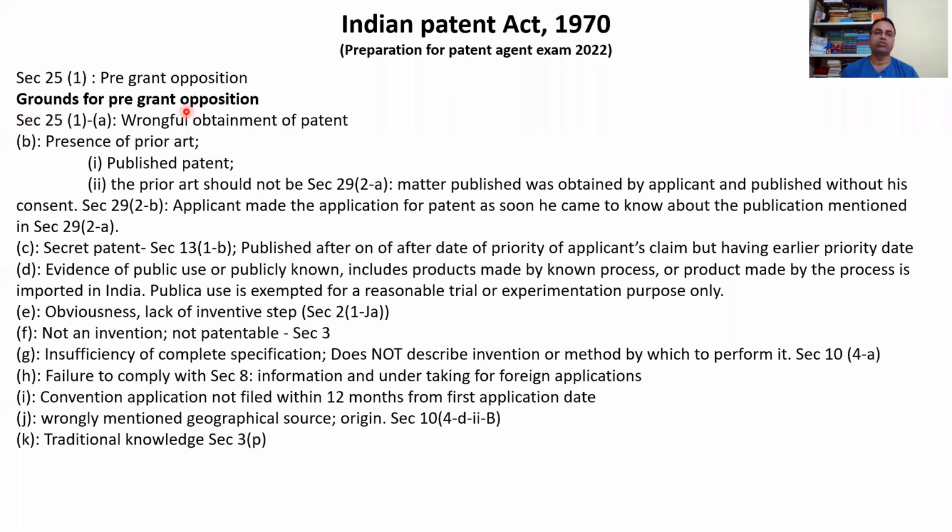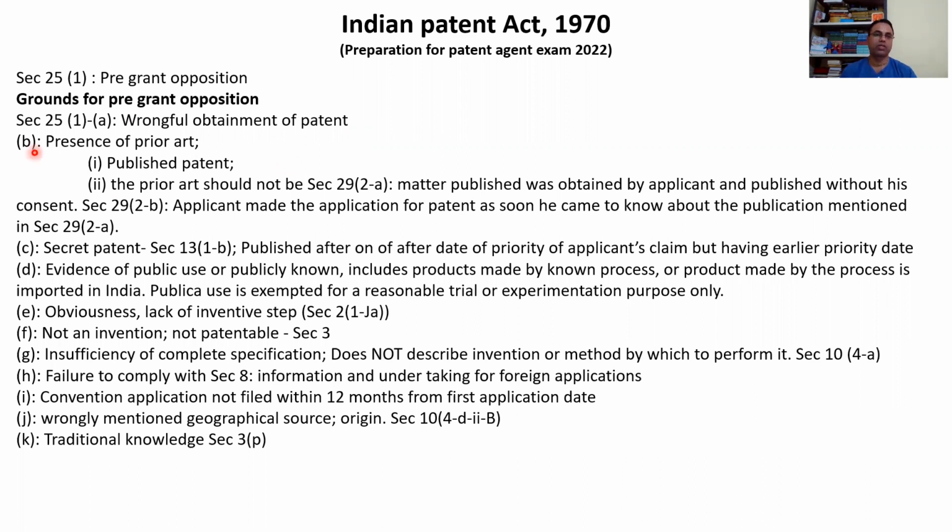Pre-grant opposition. So what are the grounds of opposition? Okay, pre-grant opposition, 25(1)(a): wrongful obtainment of patent. If it is a case of wrongful obtainment of patent, you need to prove that the patent that was filed was wrongfully obtained. That means it was without your consent, or actually you were doing the work and the lab notebook was stolen, or the idea was stolen, and he has not done any experiment. Those things you need to prove, that it was a wrongful obtainment of the patent. So that is one ground.